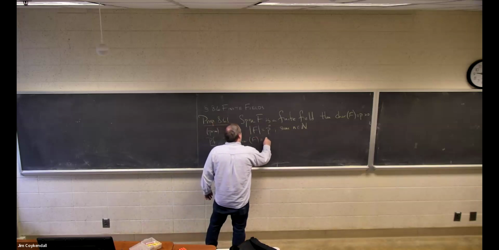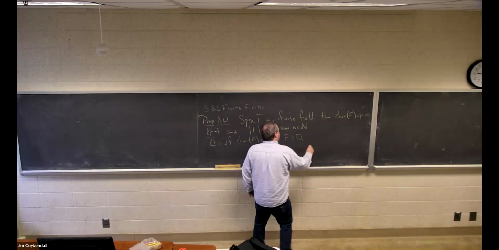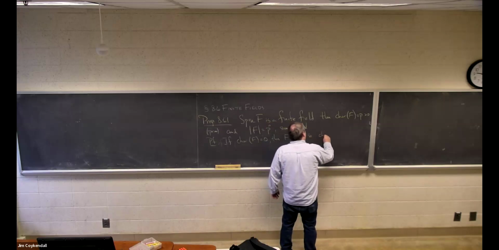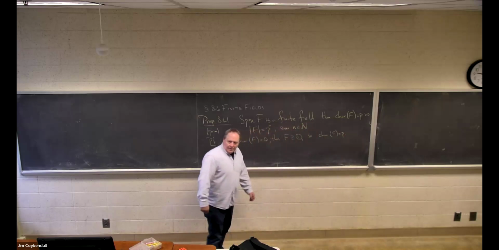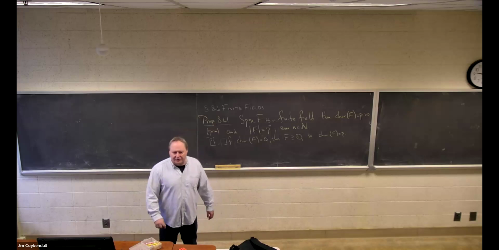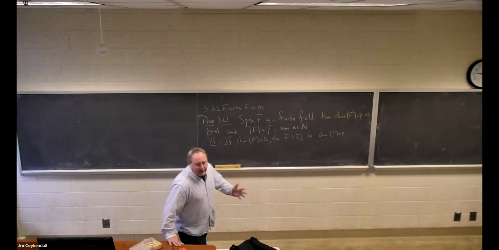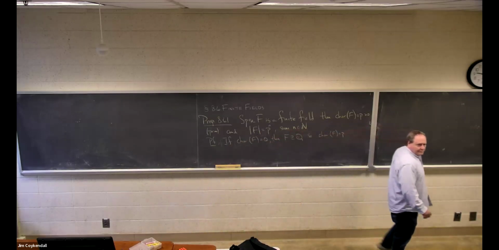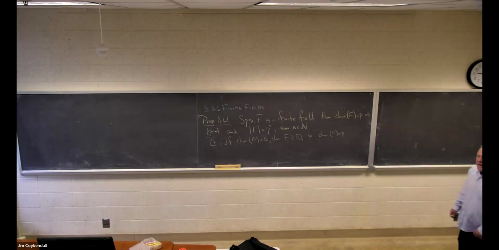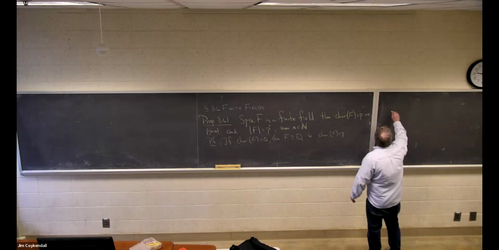If the characteristic equals 0, then F contains the rational numbers. Right out of the gate, any field of characteristic 0 contains an isomorphic copy of the rationals, which is not finite, so it has to be characteristic p. So we've established that F is characteristic p.